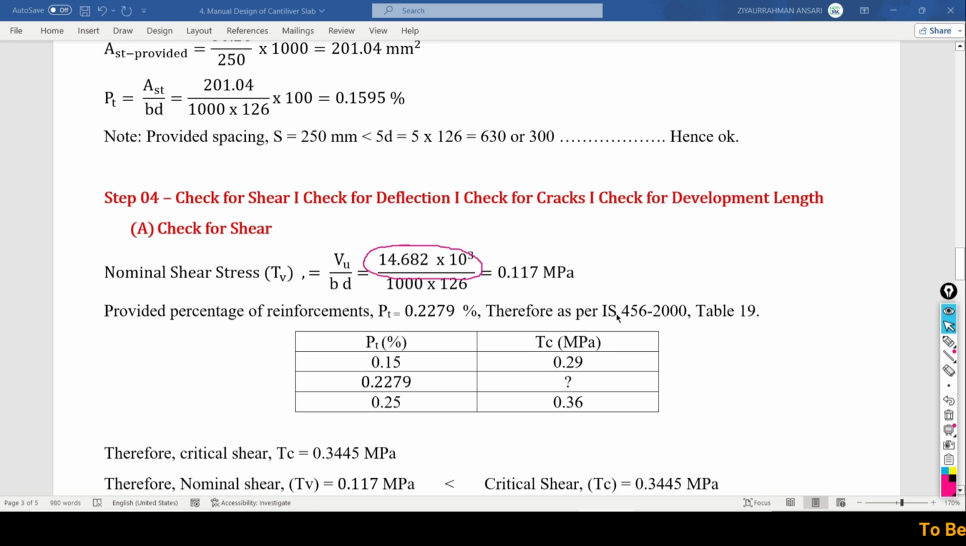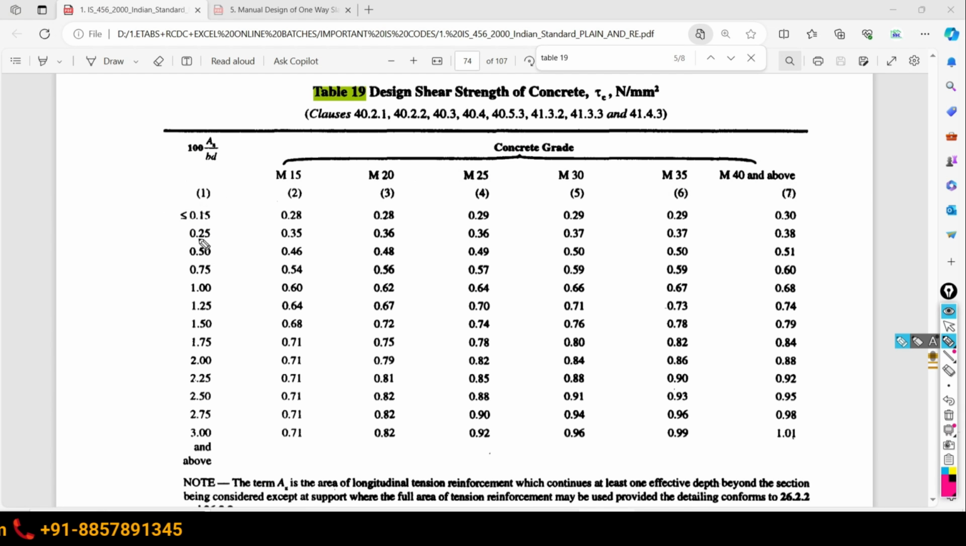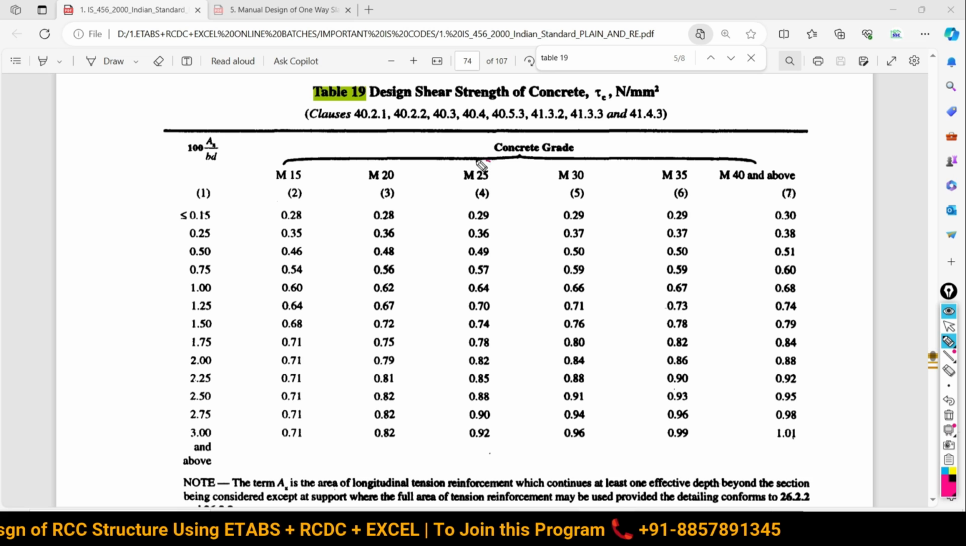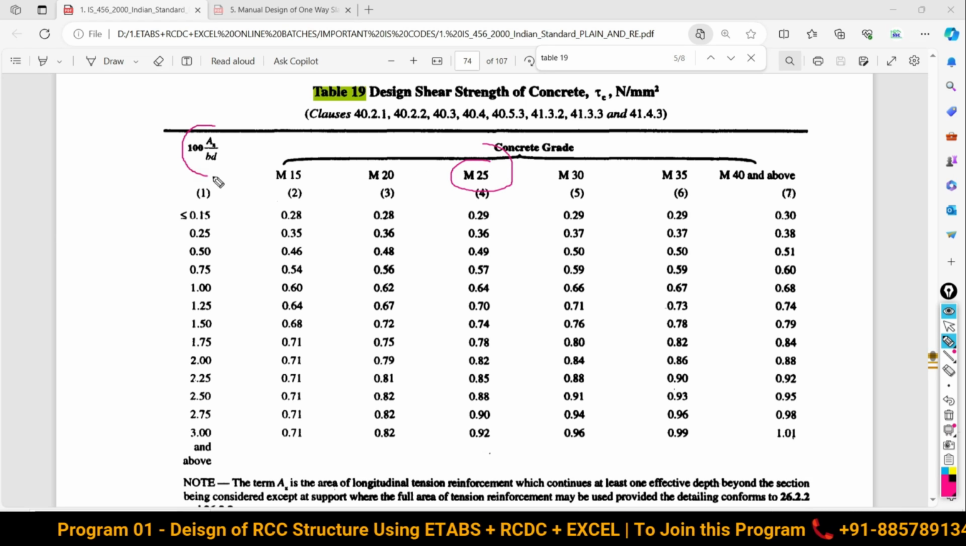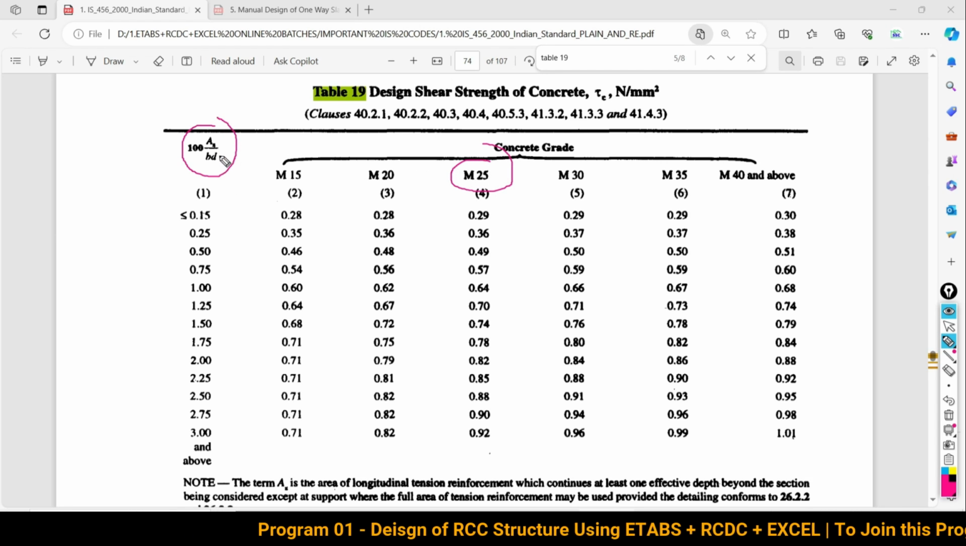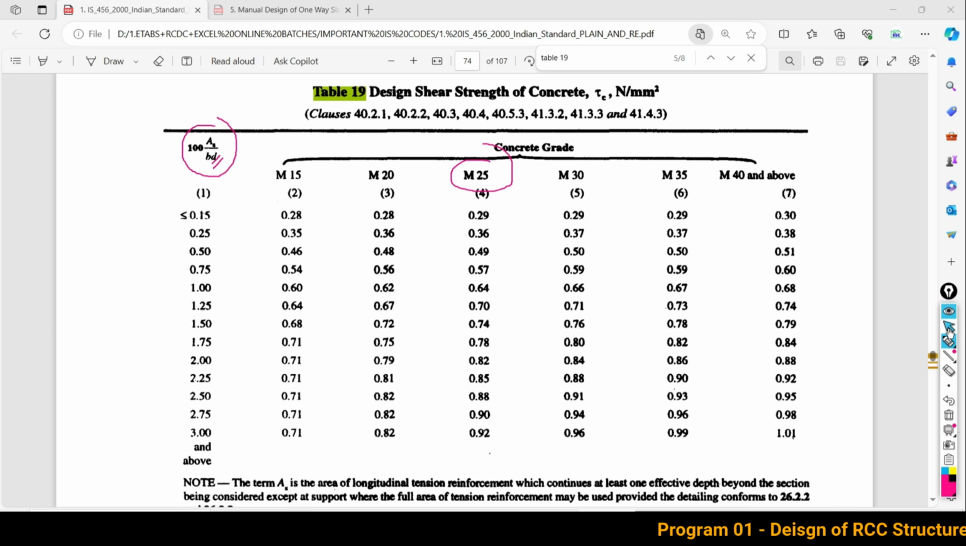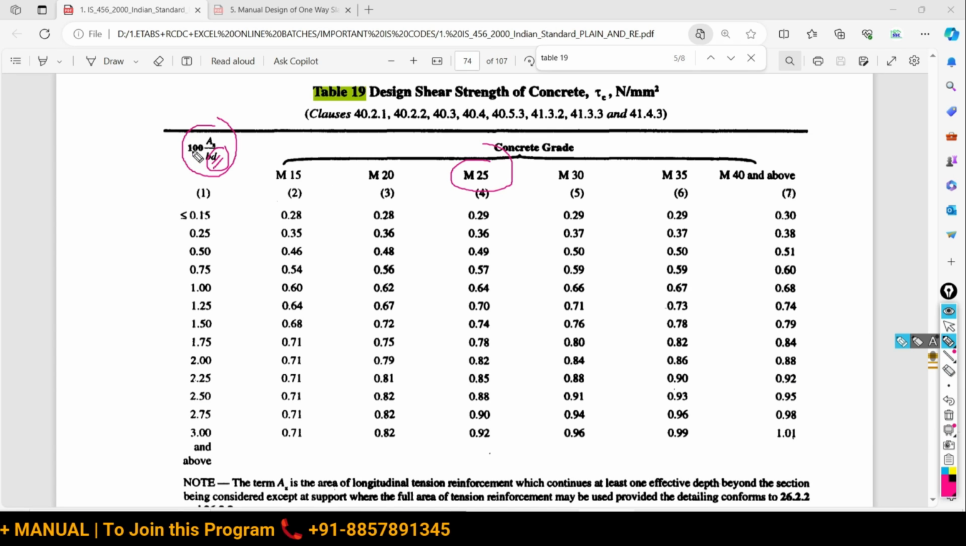So I am going to put 0.2279 here. Therefore, as per IS 456-2000 table number 19, there you can find the shear resisting capacity of your concrete, tau C, based on your grade of concrete and based on your percentage. In this percentage, effective depth is used. Remember, most of the time while doing the design, many people make this mistake. They consider the overall depth. No, here you have to consider effective depth. You can see in the code, it is very clearly given that it should be effective depth, right?